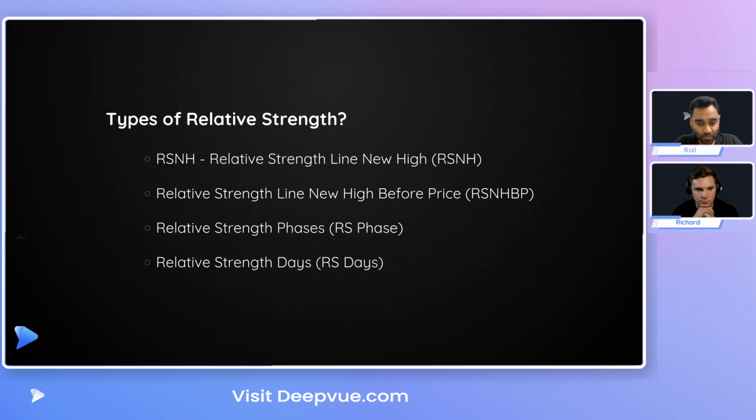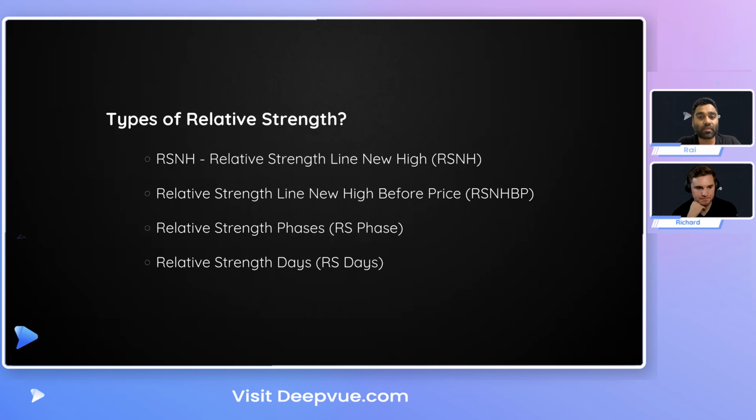The four types that we've implemented so far in Deepvue, the first one being the RS new high. So if the RS line is making a new high on a 1, 3, 6, and 12-month basis, you could build a scan and search for those. And that's usually something that David Ryan, Mike Webster, and folks that institutionally manage money talk about on a regular basis. They follow the relative strength line. It's a good way to scan the markets to find the strongest stocks and potential candidates that might turn into market leaders.